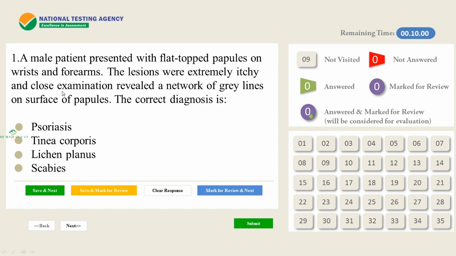So the first question. A male patient presented with flat-topped papules on wrist and forearms. The lesions were extremely itchy, and close examination revealed a network of grey lines on surface of papules. The correct diagnosis is psoriasis, tinea corporis, lichen planus, scabies.